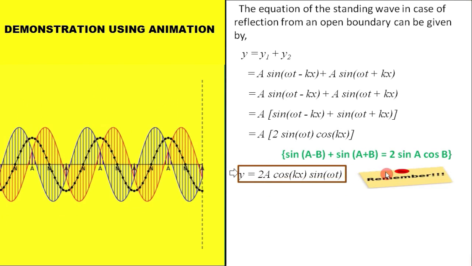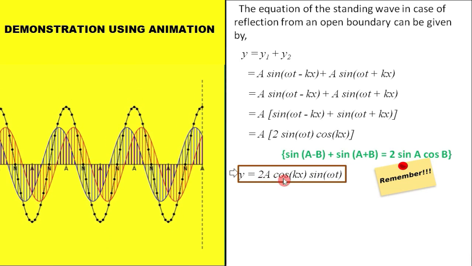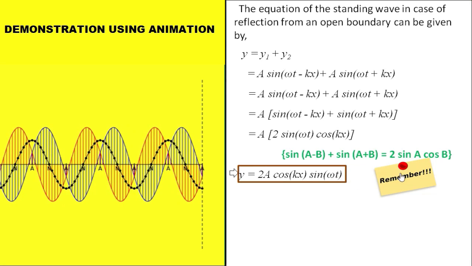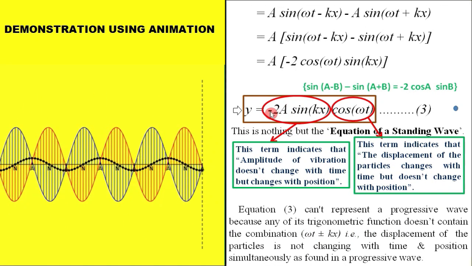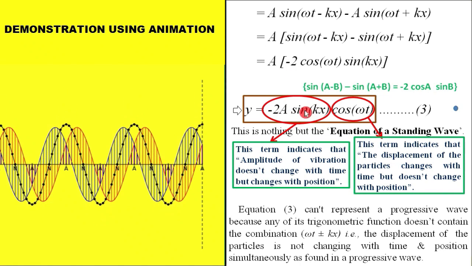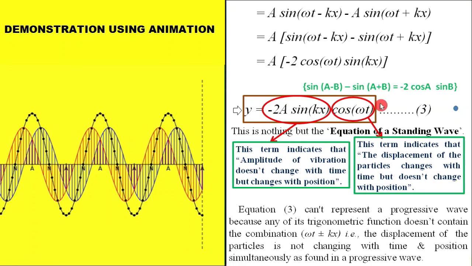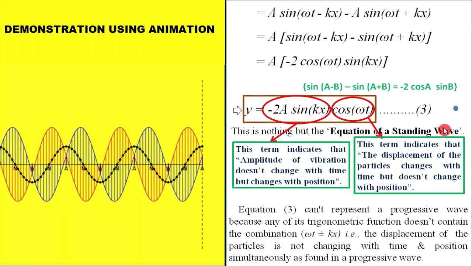Now let us remember what we got there. What did we get here? 2a cos kx sin omega t. What did we get there? See, minus 2a. This minus is very obvious, but see, this is the important part. Here you are getting sin kx cos omega t. Okay, sin kx cos omega t. There what did we get?